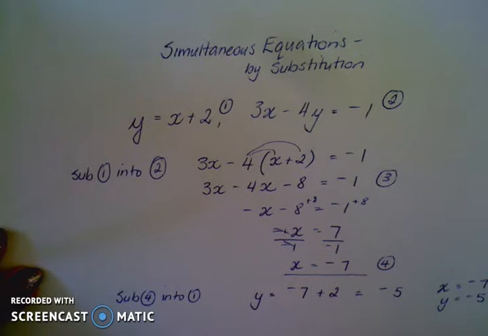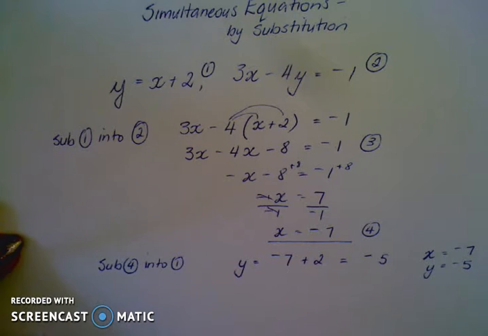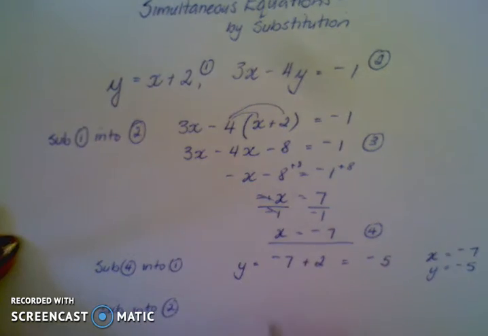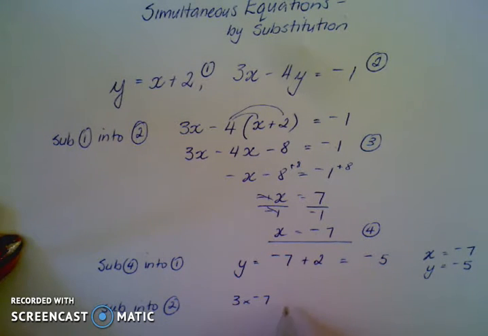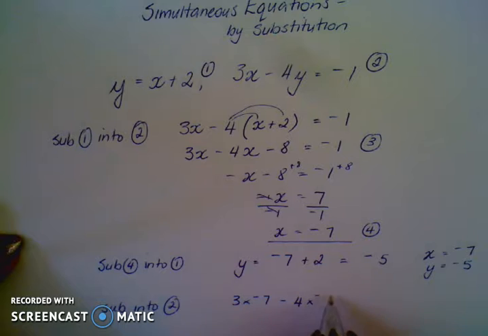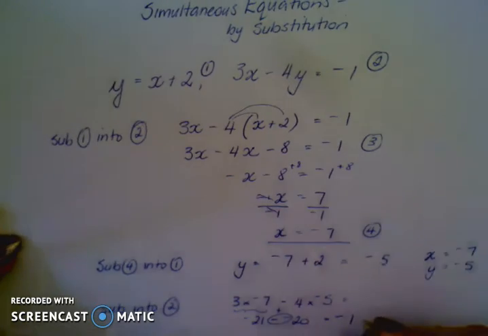But just to make sure that we're correct, what we need to do is to substitute that back into our second equation, so sub into equation 2, and we can check. So 3 times negative 7 minus 4 times negative 5 is equal to 3 times negative 7 is negative 21, minus 4 times negative 5 is negative 20. So we've got two negatives that combine to make a positive. So negative 21 plus 20 is equal to negative 1, and you can see that's our answer up there.